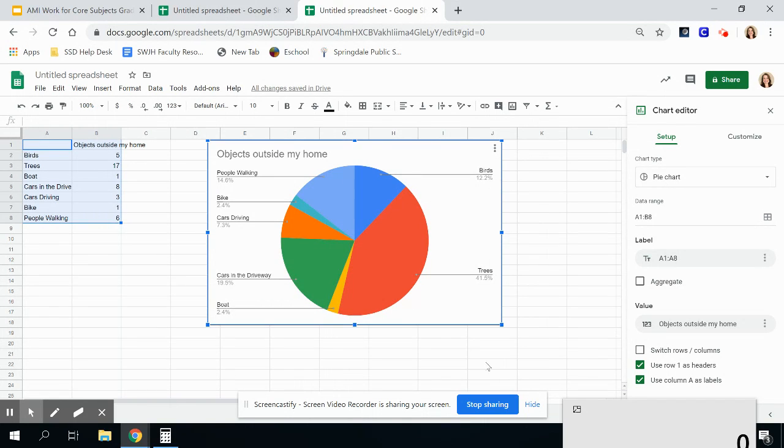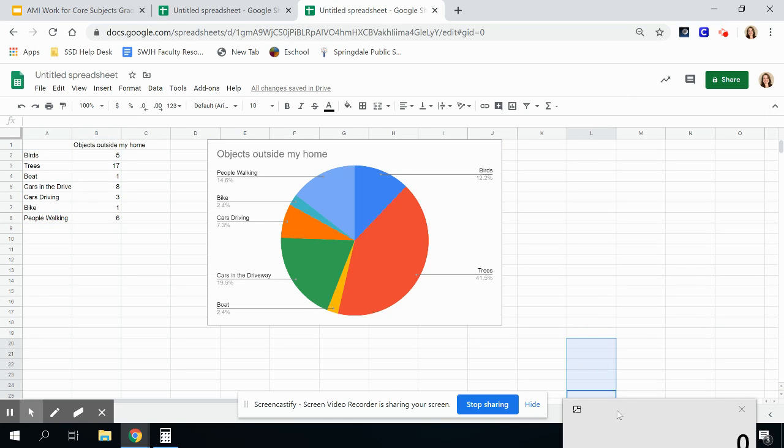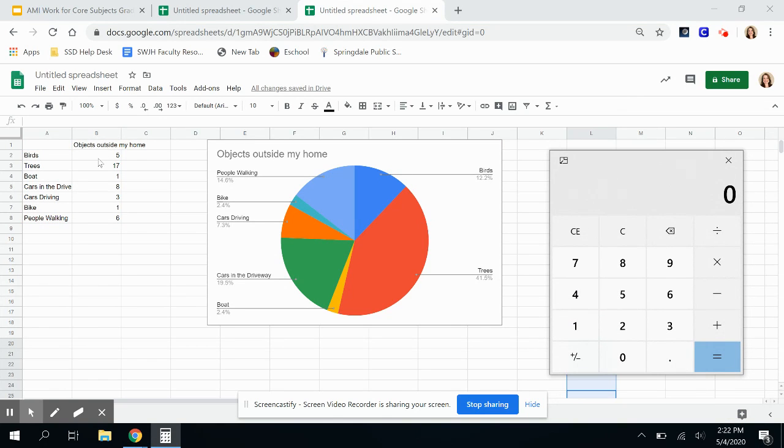So kind of just showing on the math side of things, how are they getting these numbers? If I take my calculator over here and I add up all these numbers, how many things did I see? I add up 5 plus 17 plus 1 plus 8 plus 3 plus 1 plus 6. I have 41 items. So if I was going to find the percentage of birds I saw when I sat outside for 30 minutes, I would take 5 birds divided by 41 objects that I saw, and it gave me a decimal value of 0.1219, and keeps on going.